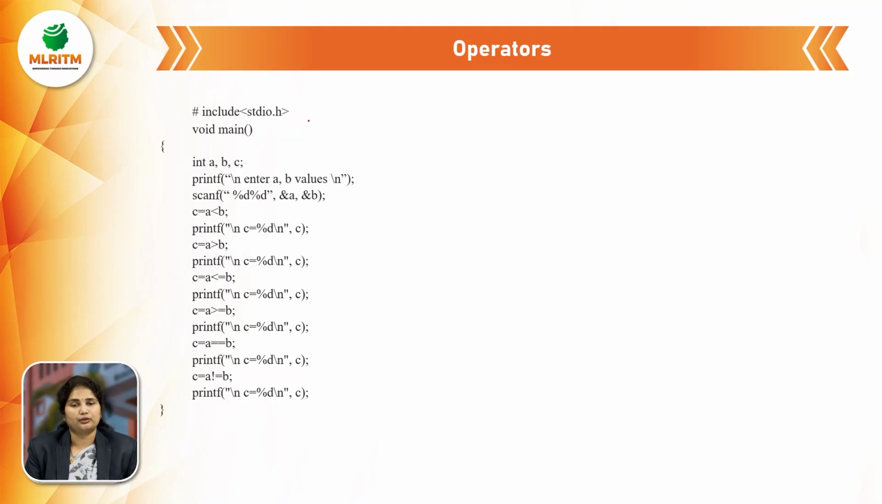First, we use #include stdio.h, the main function, and the variables we are declaring. We read the values from the user, and we write the relational expressions. According to these relational expressions, we print the values of c. Either 1 or 0 is the output.